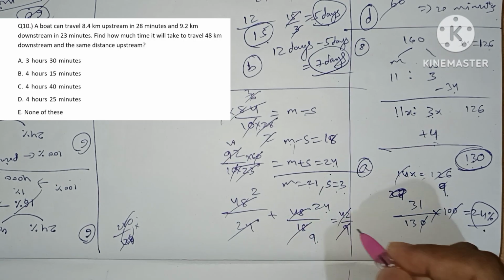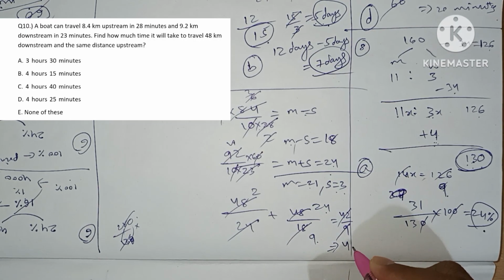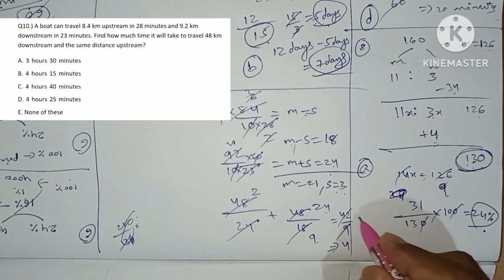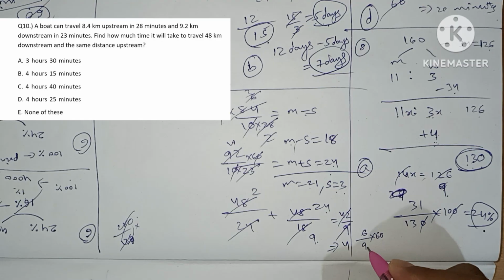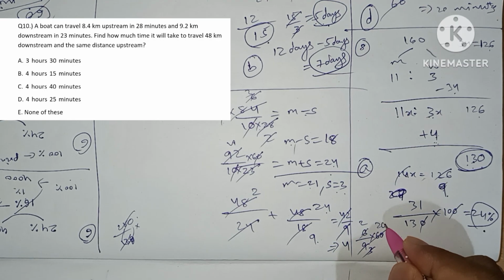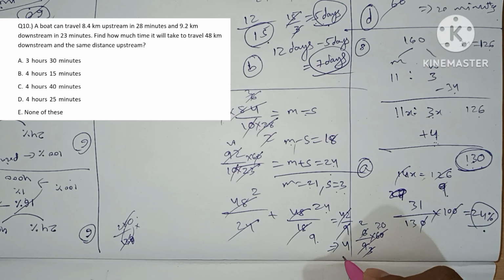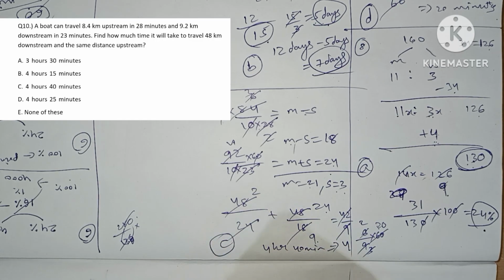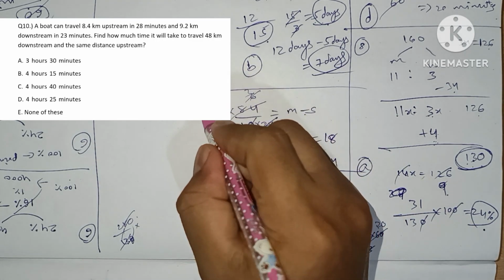So we get 9 4 times 36, and we are left with 6 divided by 9, and into 60 means 9 3 2 times, 3 3 times, 3 20 times. 2 20 times will be 40. So 4 hours 40 minutes is our answer. 4 hours 40 minutes. So option C is the answer for the 10th question.